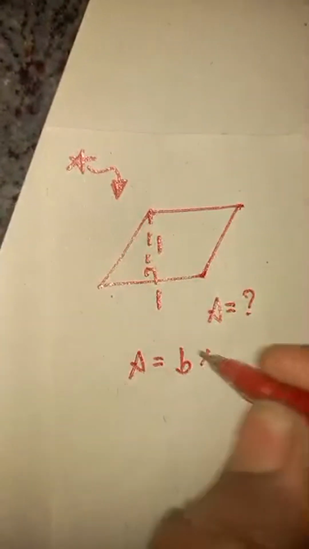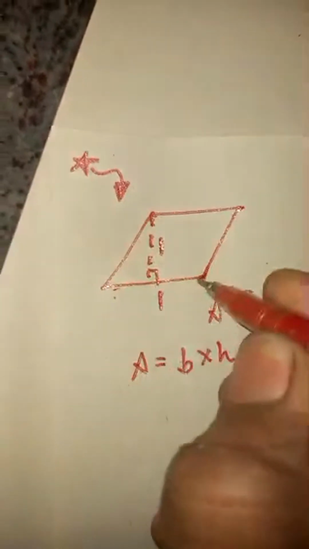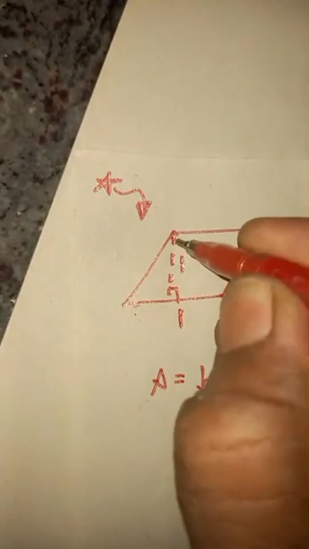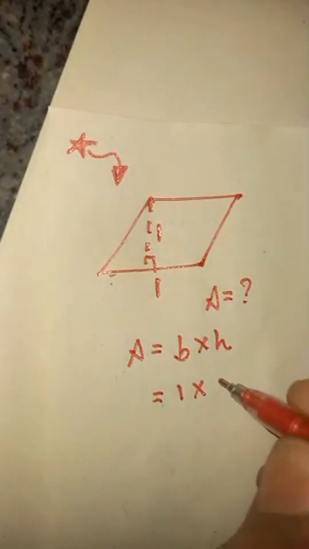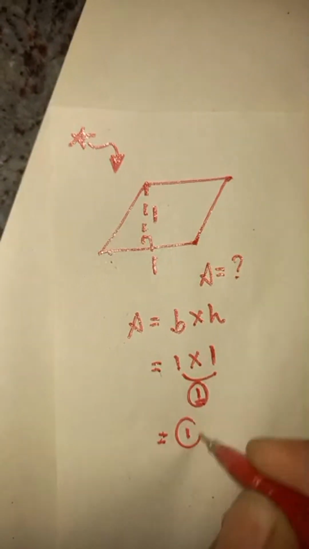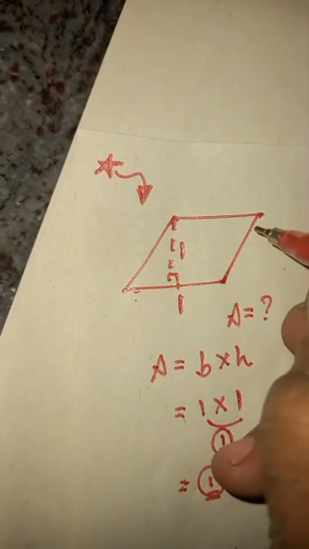Area of the parallelogram is base times the perpendicular height. This is the base, which is 1 unit, times this is the perpendicular height, which is also 1 unit. 1 times 1 is 1. 1 square unit is the area of this parallelogram.